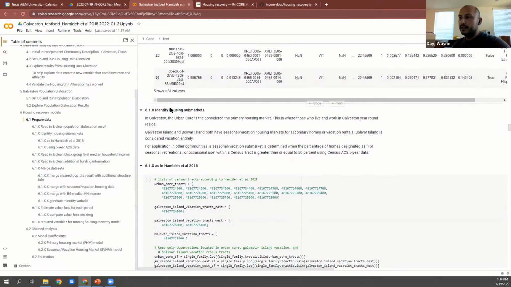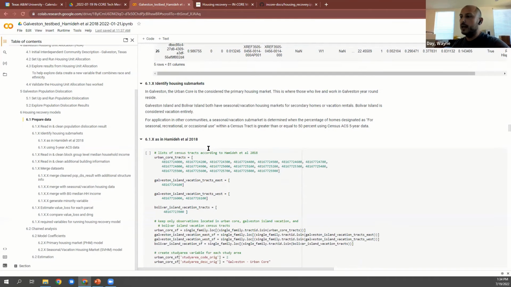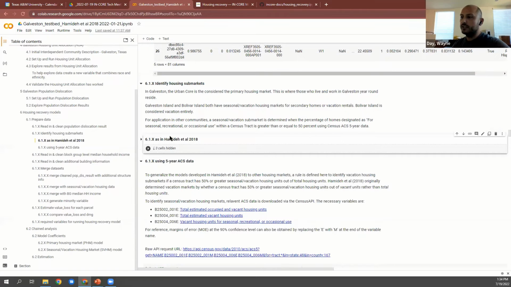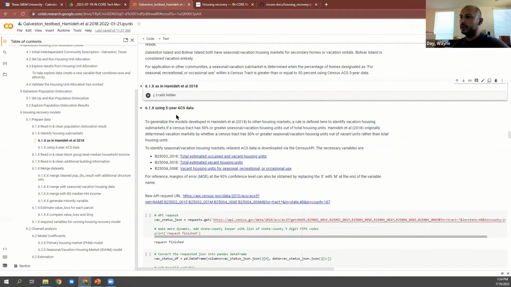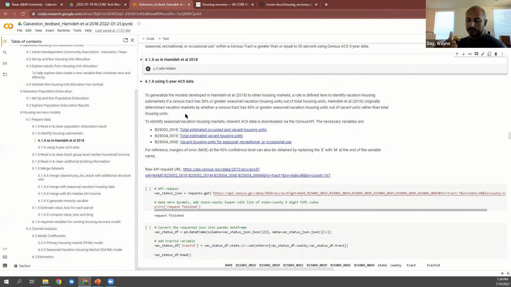And then we want to identify the housing market. So what is urban core and what is seasonal vacation? I'm going to skip over that because what's really employed is what I talked about in the slide deck, using a 50% threshold. If the census tract has 50% or greater seasonal vacation housing units out of total housing units, we consider that a seasonal housing market. If it's less than 50%, then we consider that a primary housing market.